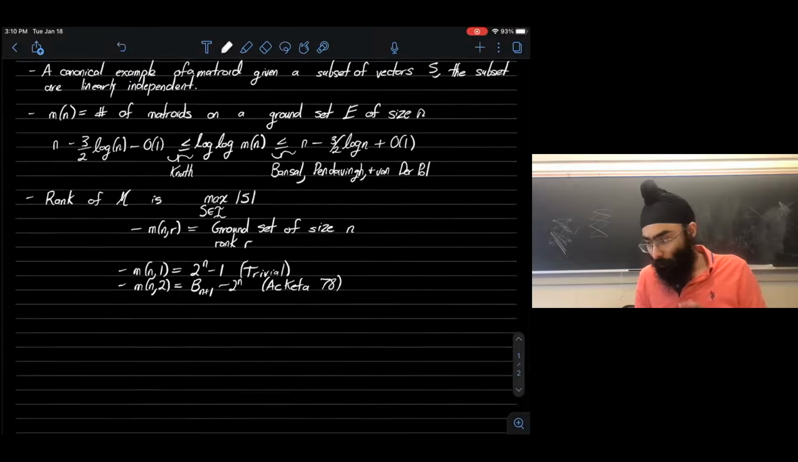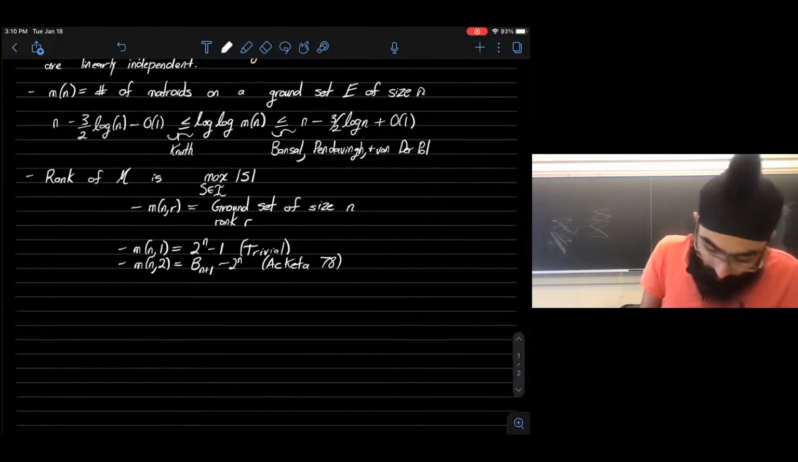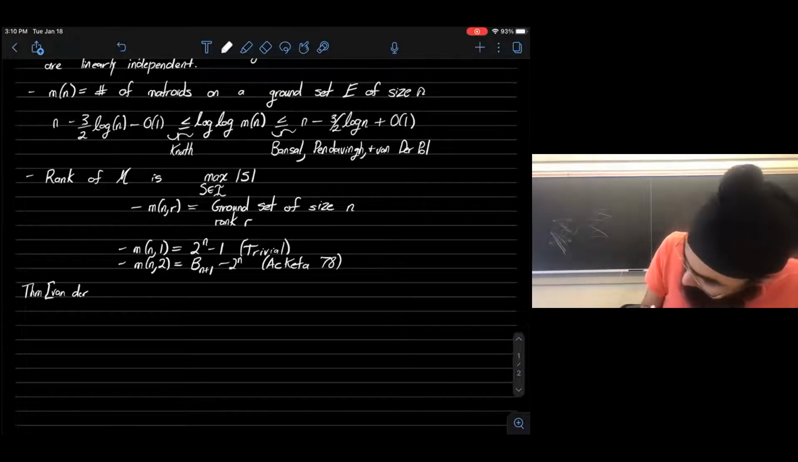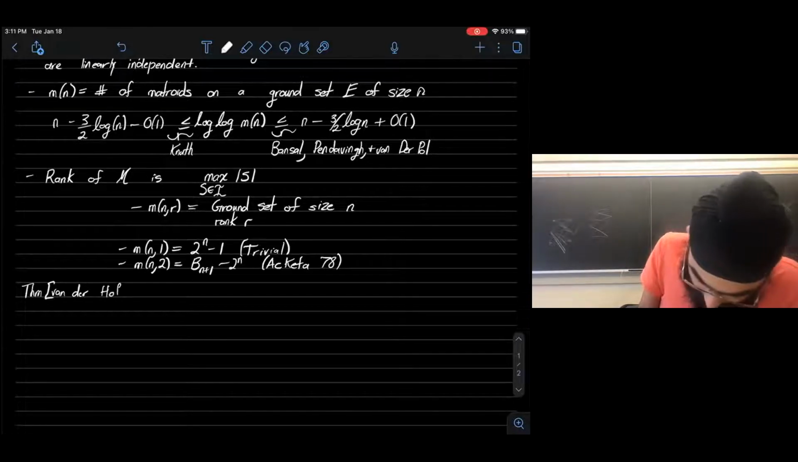And given this, it appears for larger r there isn't some exact formula like this. So the question is, can you get asymptotics? Here we're not going to be concerned with log-log asymptotics. That's too crude. Really what we'll be concerned with is the log asymptotics. And here there's a theorem of van der Hofstad, Pendavingh, and van der Pol, which proves this for all r bigger than 4. So their precise result is the following.